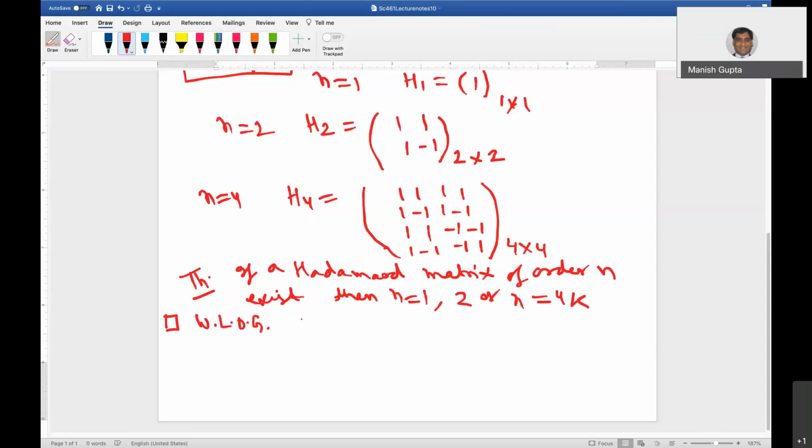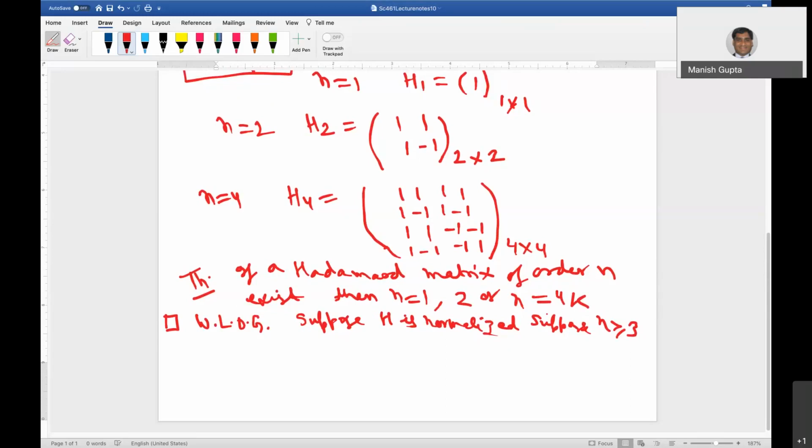Suppose H is normalized. We are looking at a normalized matrix. That means the first row and first column is the all-one vector. And suppose n is greater than or equal to 3. I am excluding the cases 1 or 2, because those are the trivial cases.